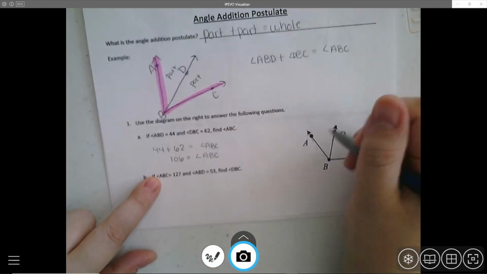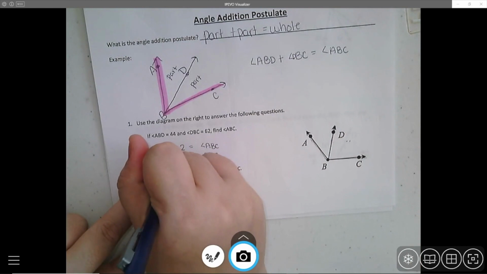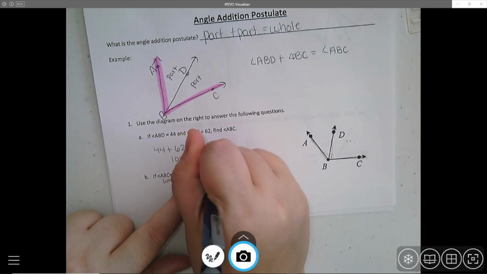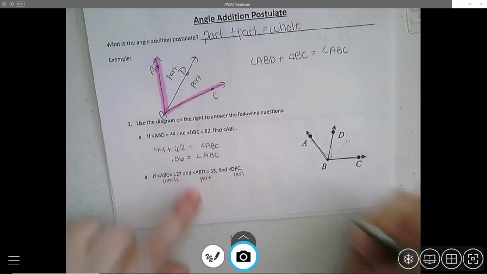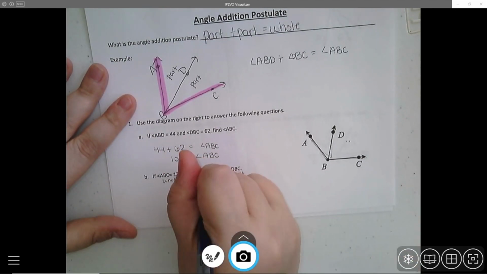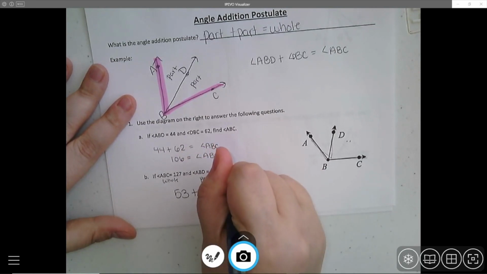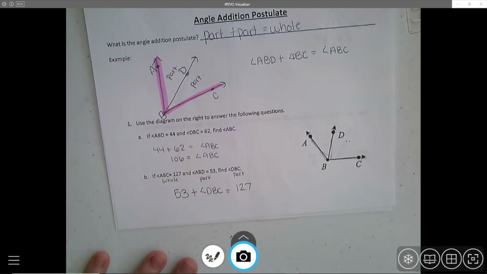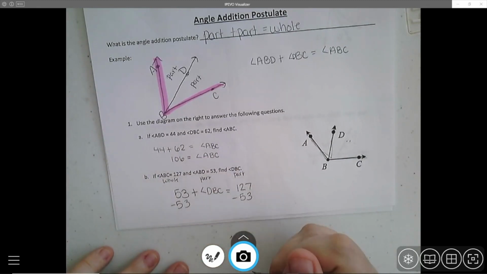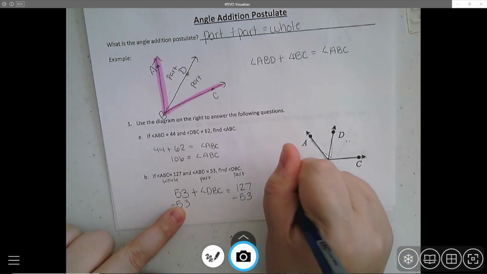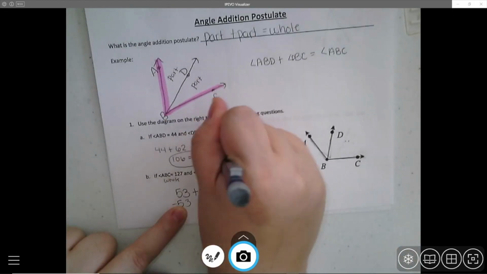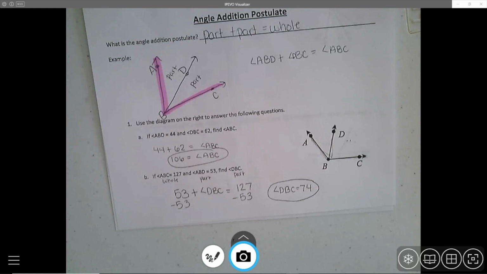Okay, so now I'm going to erase my picture. So I have ABC, which is the whole thing. I'm going to write whole underneath of it, equals ABD, which is one of the parts, and DBC is another part. Part plus part equals whole. One of the parts is 53, plus the other part is angle DBC, and it equals the whole thing, which is 127. To solve for DBC, subtract 53 on both sides. I get angle DBC equals 74. There would be then my final answer for A and B.